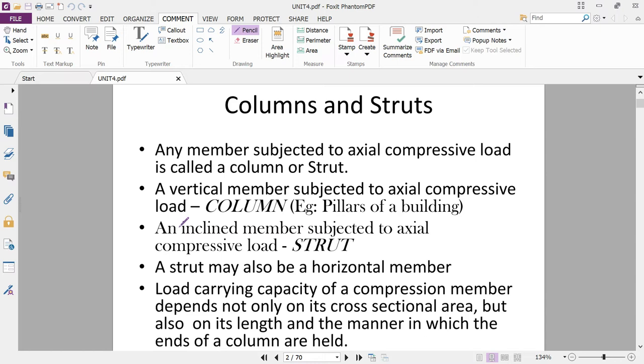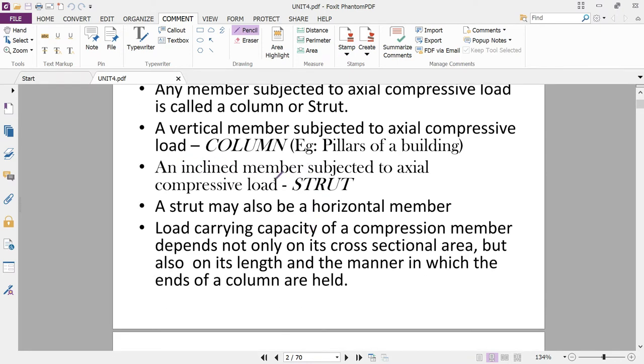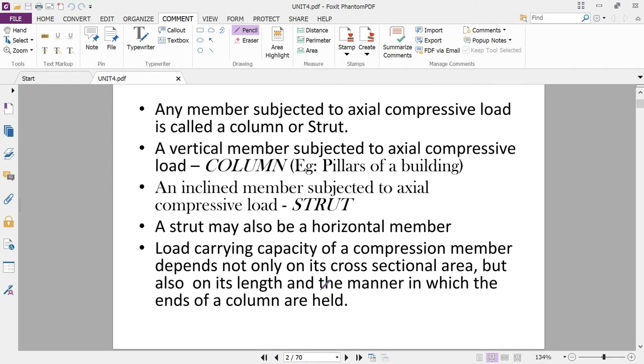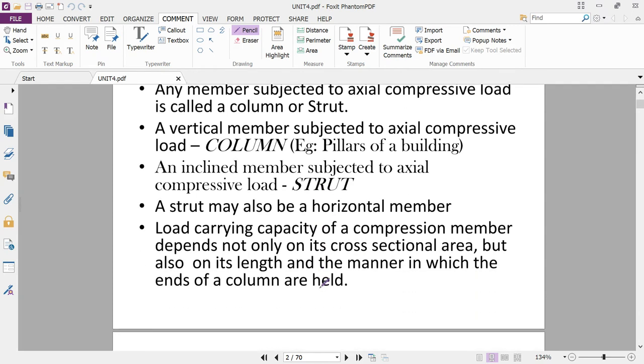Next, an inclined member subjected to axial compressive load is called a strut. A strut may also be a horizontal member. The load carrying capacity of a compression member depends not only on its cross sectional area, but also on its length and the manner in which the ends of the column are held. So the end conditions of the columns are most important.